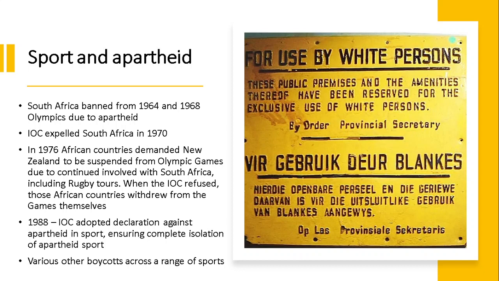In 1988, the Olympic Committee adopted a declaration against apartheid in sport with African countries, ensuring other international sporting federations cut ties with South Africa to remain an Olympic sport, essentially ensuring complete isolation of apartheid sport. There were a number of other boycotts across the range of sports as well in this time.